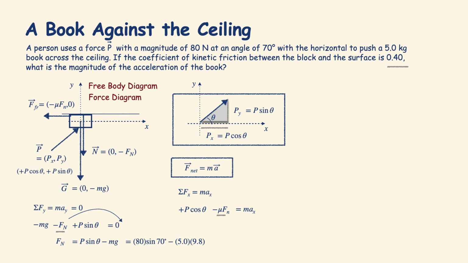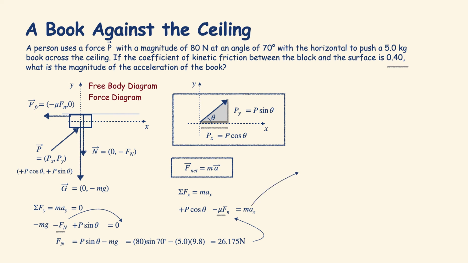Or numerically, that will be 80 sine of 70 degrees minus 5, which is the 5 kilograms of the book, times 9.8, the value for the gravitational acceleration. I skip the units here for considerations of space, but here it is, the normal force, or the component, actually, the vertical component of the normal force comes out to be 26.175 newtons. So I'm ready now with that to go back to that equation for the x components, plug in the value for Fn, and determine what the x component of the acceleration of the book is.